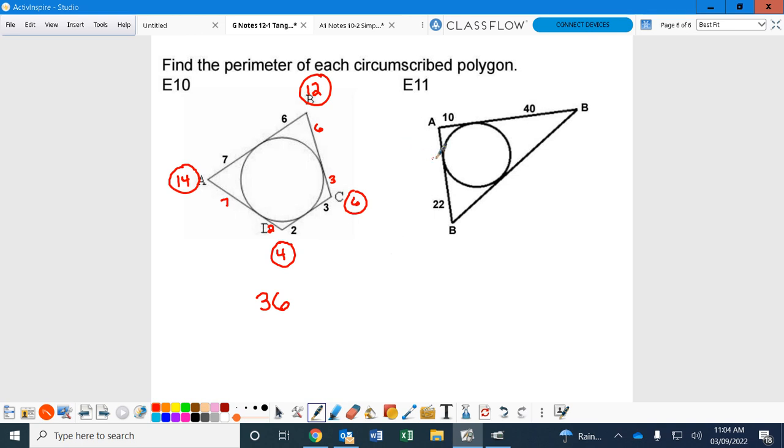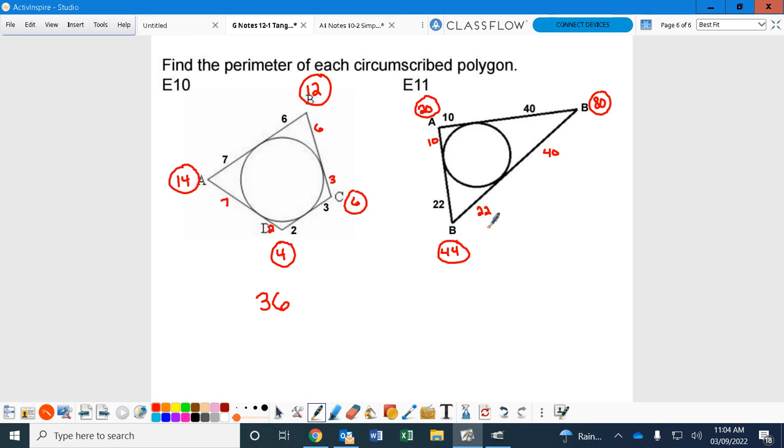Okay, do the same thing on the next one. If this one's 10, this one's going to be 10. Add them together, that'd give you 20. If this one's 40, this one's going to be 40. Add them together, that would be 80. If this one's 22, this one's going to be 22, which adds up to 44.